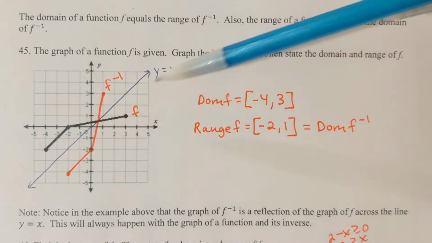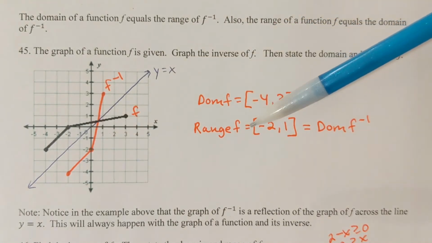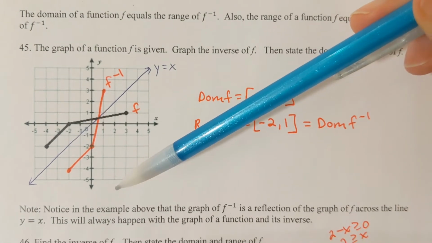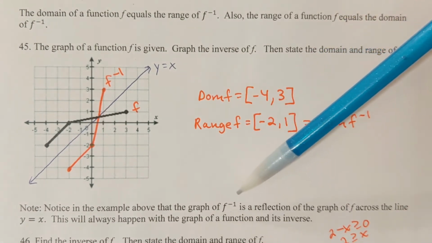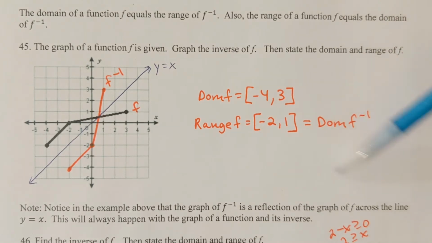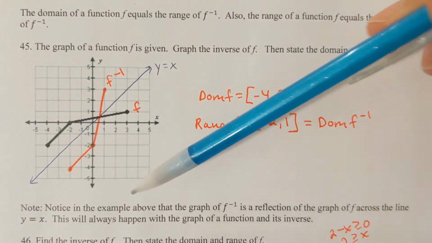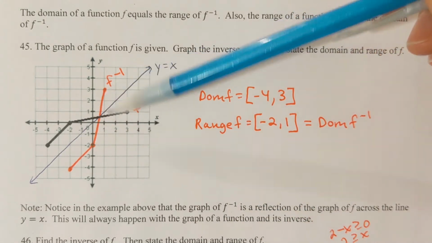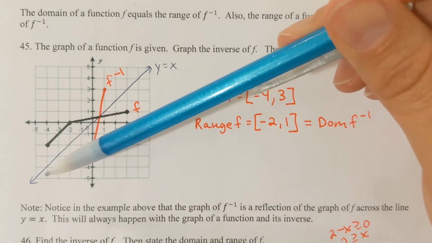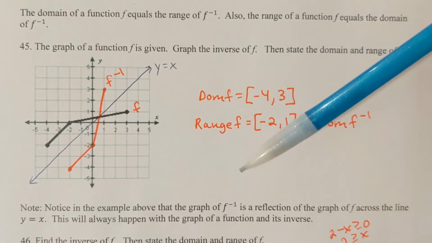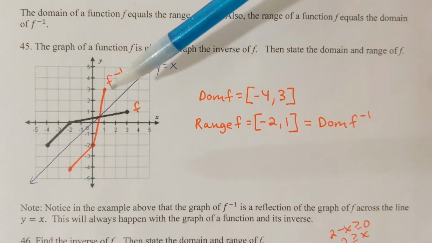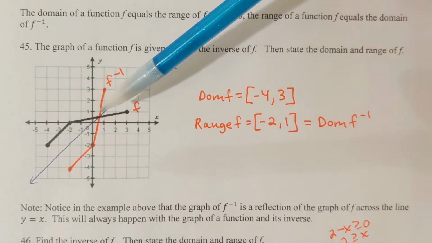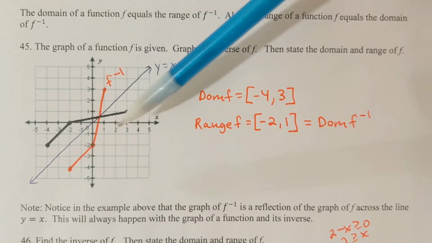I've also drawn the line y equal x. I did that on purpose. It says in this note here, notice that the graph of the inverse is a reflection across the line y equal x. This will always happen when you graph a function and its inverse on the same picture like we've done. They will always be symmetric to the line y equal x. So one way to look at how we got the graph of the inverse is we started with the graph of f and we rotated that about this diagonal line here.